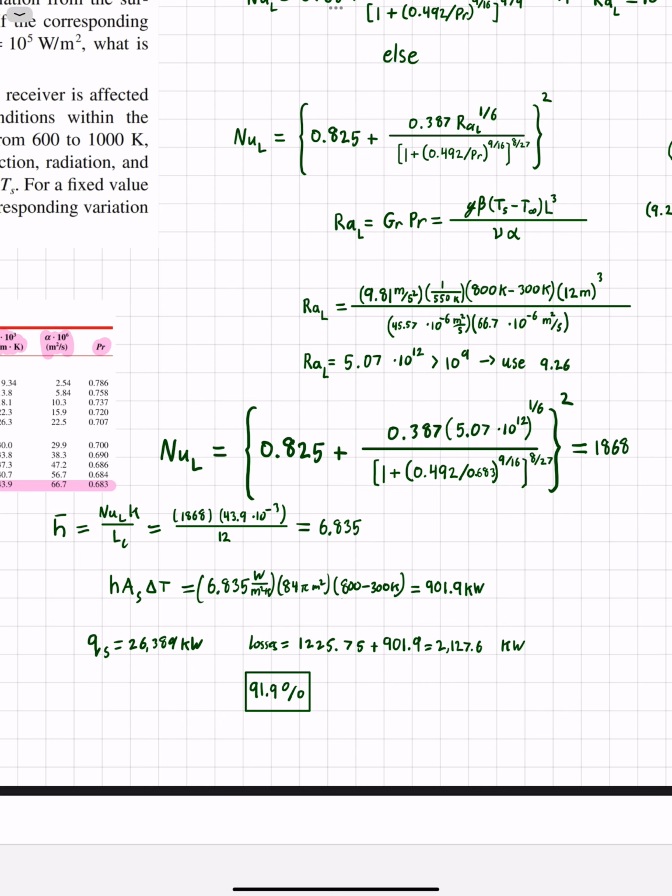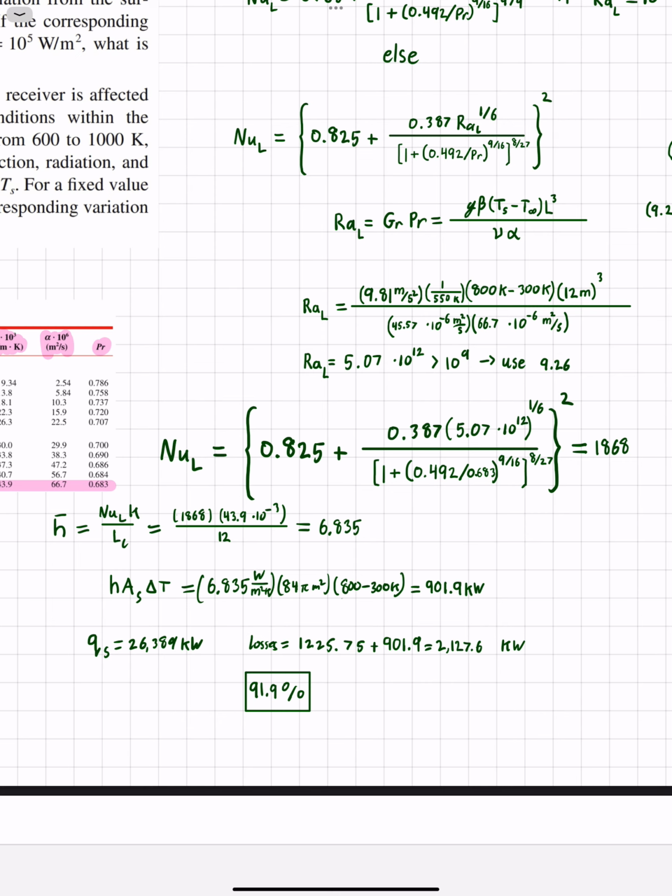And so from this, we know that the heat loss to convection is h times the surface area times the delta T. That gives us 6.835 watts per meter squared Kelvin multiplied by the surface area, 84 pi meters squared, multiplied by the delta T, which is 800 minus 300 Kelvin, and that gives us a loss of 901.9 kilowatts.